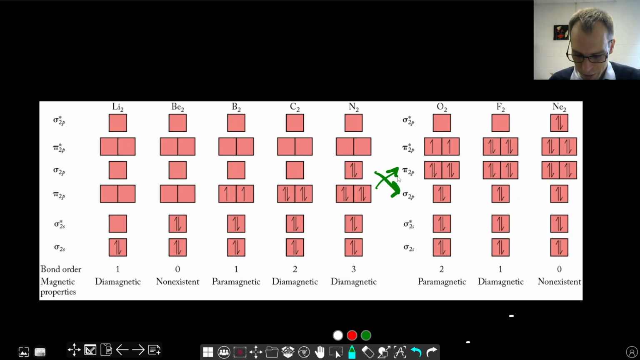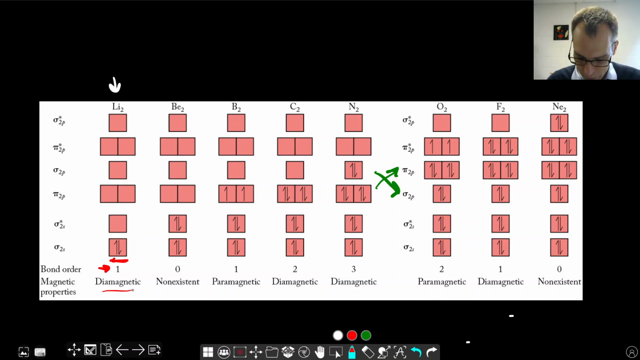Okay, so if we look at lithium over here on the left, the lithium dimer, if we have two lithium atoms, they will combine and they'll have two valence electrons that'll get put into this lowest orbital here. And so they'll pair and they'll be in the sigma 2s. So they'll have a bond order of 1, and this will be a diamagnetic molecule. All the electrons are paired.